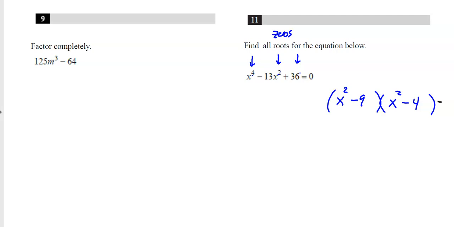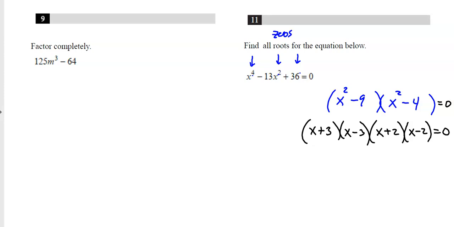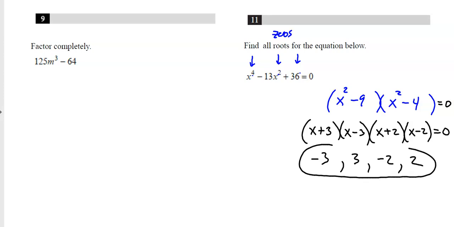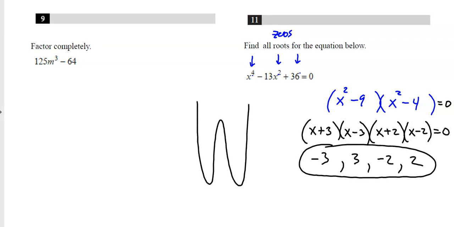So now I need to solve this. Well, x squared minus 9, that's the difference of squares. That can be factored down. And x squared minus 4 is the difference of two squares and can be factored down. So here are all my zeros: negative 3, positive 3, negative 2, and positive 2. If you were to graph it, you would also see a W-type pattern that crosses at every one of these spots. So some of you may have just chosen to graph it that way.